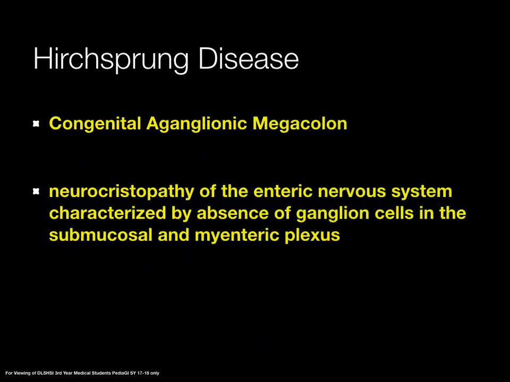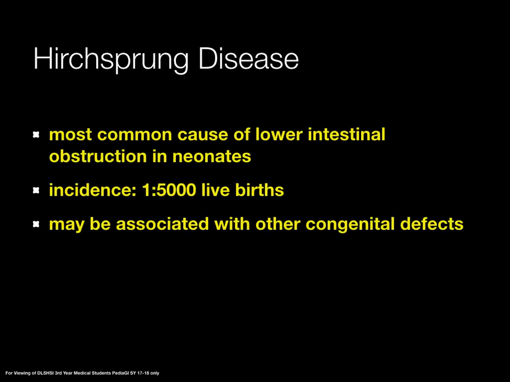Hirschsprung disease is a congenital aganglionic megacolon. It is a neurocrestopathy of the enteric nervous system characterized by absence of ganglion cells in the submucosal and myenteric plexus. It is the most common cause of lower intestinal obstruction in neonates, with an incidence of 1 in 5,000 live births. It may be associated with other congenital defects.